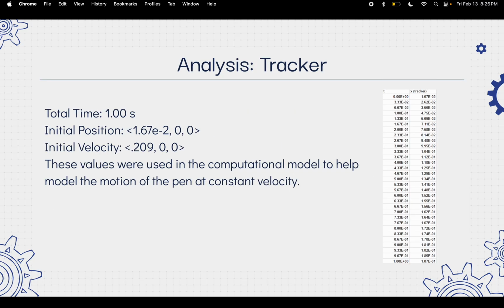For analysis for Tracker, which was the observed position, the total time that elapsed was about a second, and then the initial position was 1.67 times 10 to the negative 2, 0, 0. And then the initial velocity was 0.209 meters per second. These values were used in the computational model to help model the motion of the pin at constant velocity. And then on the right, you can see the time and position for each little step that the pin took.